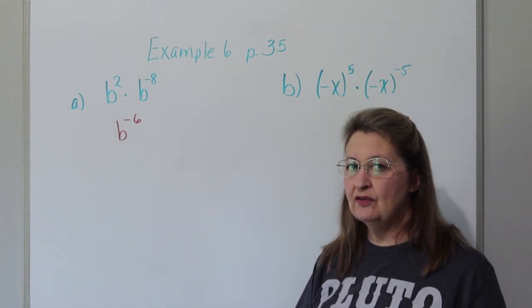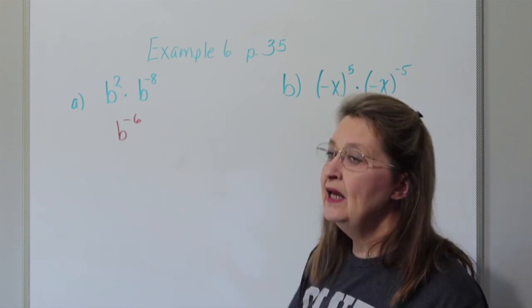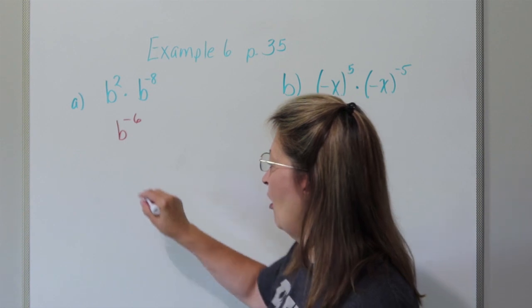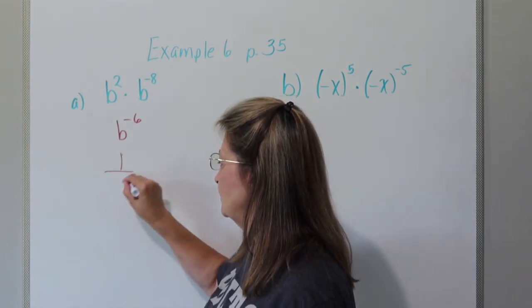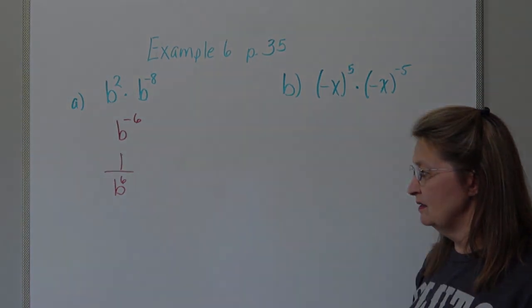Usually we don't consider things in simplest form if the exponent is negative. And what did we say about a negative exponent? It means move that base to the opposite side of the fraction bar. So your final answer here is going to be 1 over b to the 6th.